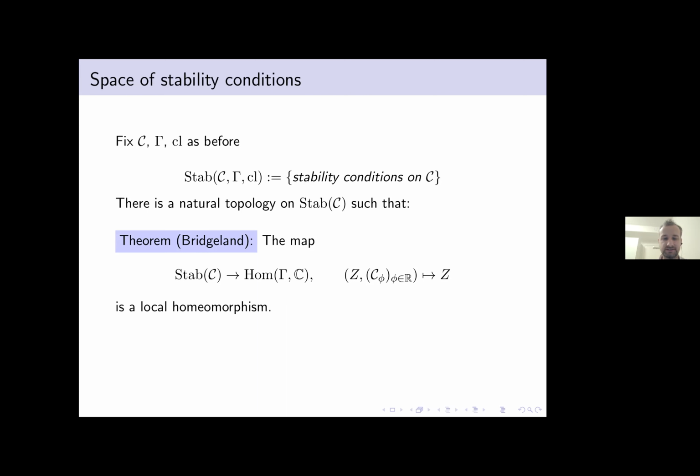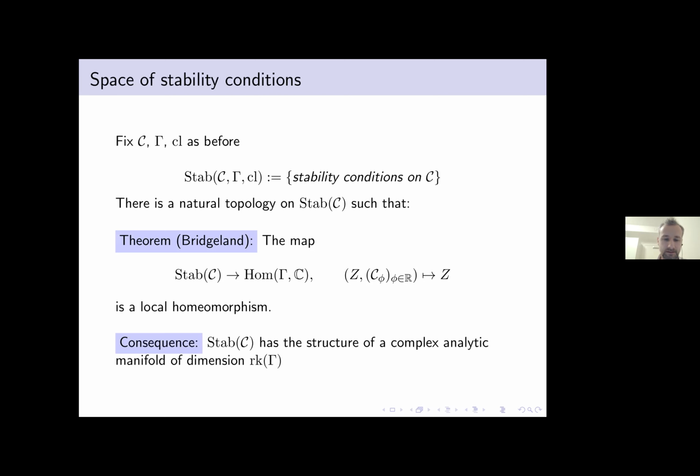So intuitively, it means that deforming a stability condition locally is the same as deforming the central charge. What you have to do to prove this theorem is, if you vary the central charge a little bit, compute some new collection of semi-stable objects, which again satisfy all these axioms. And as a consequence, you can use these maps as local charts for a complex analytic structure.